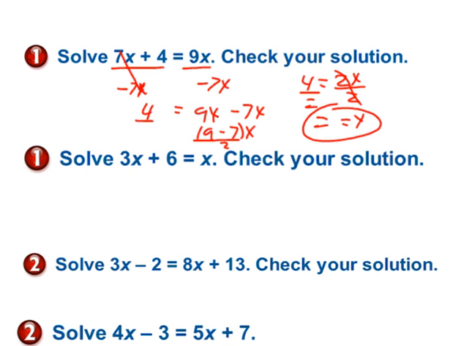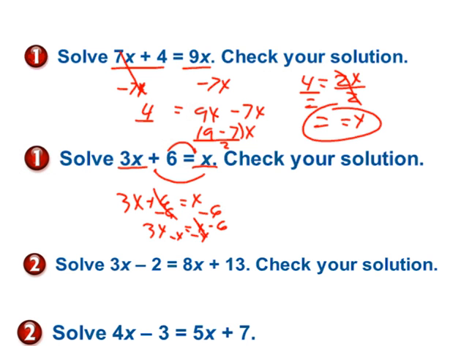So here I've got 3x plus 6 equals x. I'm going to move this x to this side, and I'm going to move the 6 back. So to do that, I'm going to start by subtracting 6 from both sides. So when I subtract 6 from this side, I get simply 3x is equal to x minus 6. Then I'm going to subtract x from both sides. And this leaves me with a negative 6 is equal to 3x minus x.